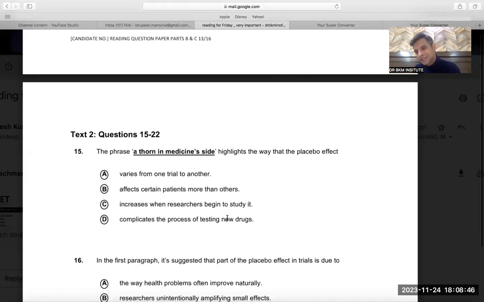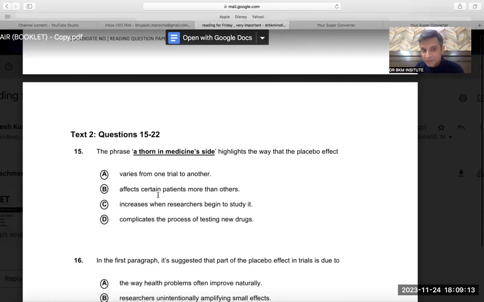Complicates the process of testing new drugs. Yes, it complicates. It is a negative thing as well. Again, we were trying to find something negative. So it complicates the process of testing new drugs because the new drugs have to compete with the placebo effect. That's why it was a thorn. If you had understood that thorn is a negative word, then anyhow, complicates was the only option that was going with it.